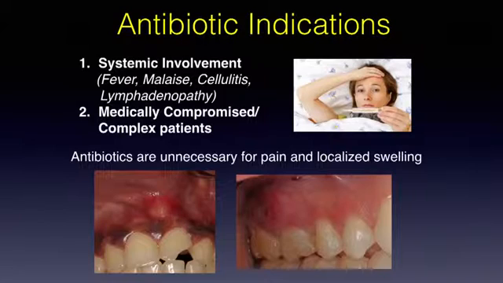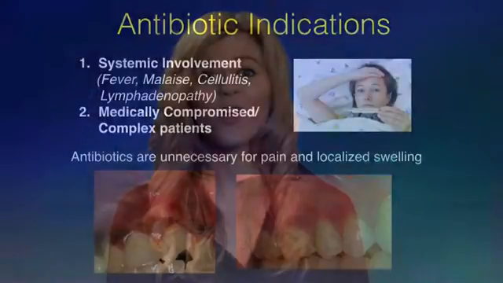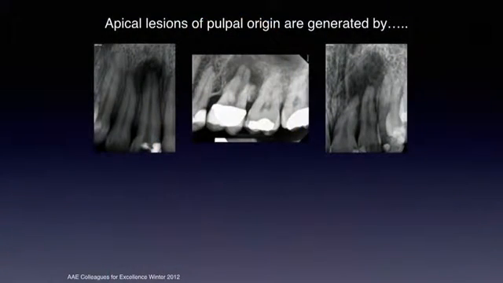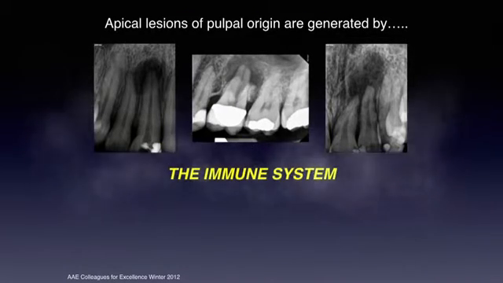And lastly, patients who are medically compromised, whose immune system needs an extra boost to help control the infection, may require antibiotics. Now, I know there are many clinicians who will say, well, wait, there's a lesion below the tooth. It's full of bacteria. Why wouldn't I prescribe an antibiotic to clear up the bacteria in the lesion and help resolve symptoms? A common misconception is that a periapical lesion is generated directly by bacteria, when in reality, it's generated by the patient's immune system.